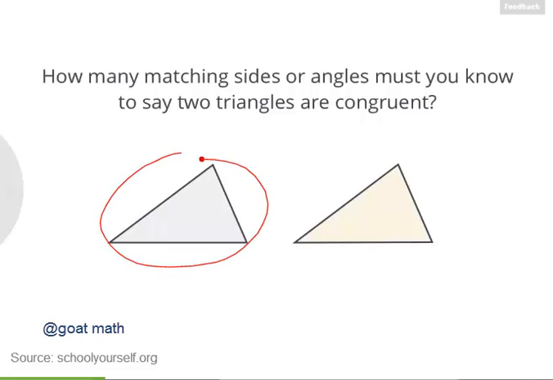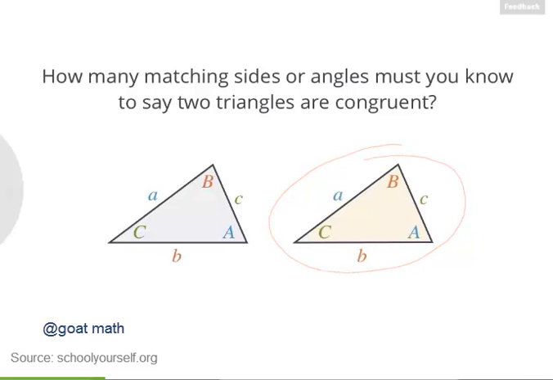So you measure all the sides of this triangle, and let's say they have length lowercase a, b, and c. And then you measure the angles, and let's call their measures uppercase A, B, and C. When you measure the sides and angles of the second triangle, they match all the sides and angles of the first triangle. Okay, so these 2 triangles are definitely congruent.